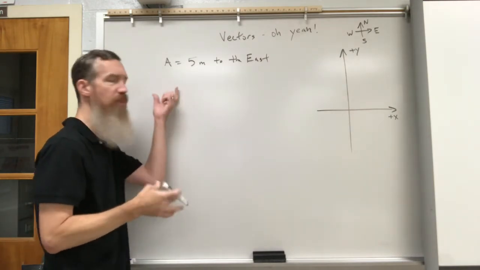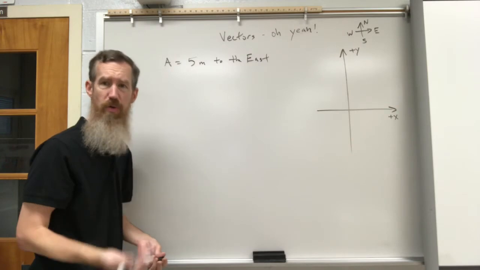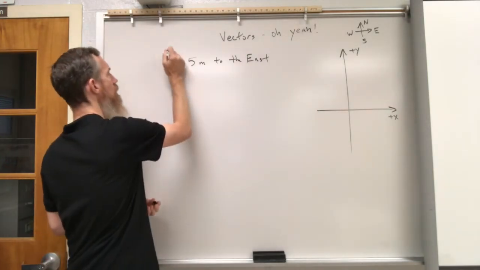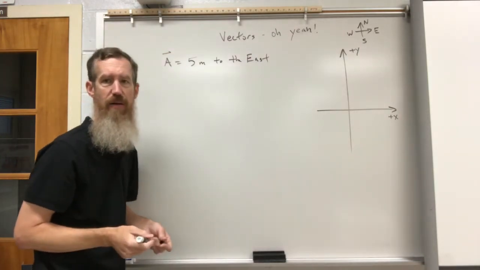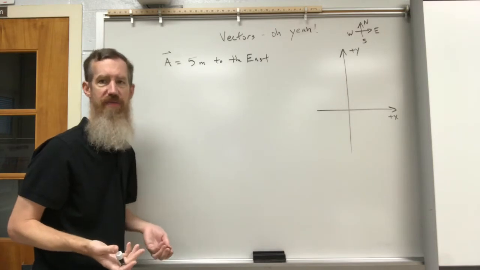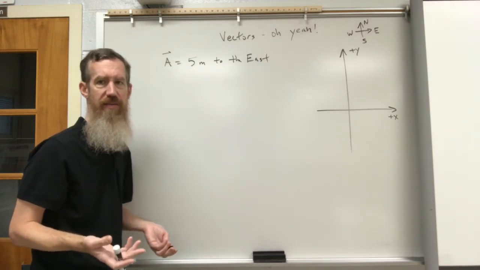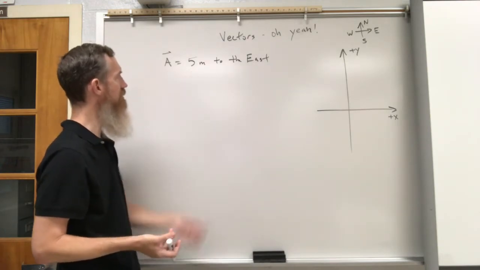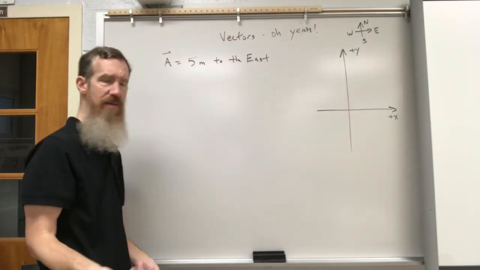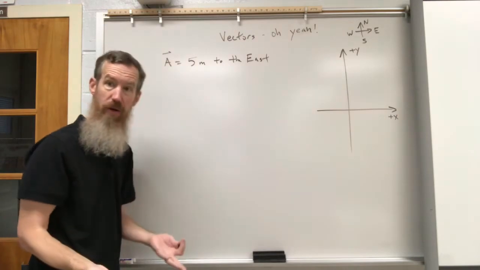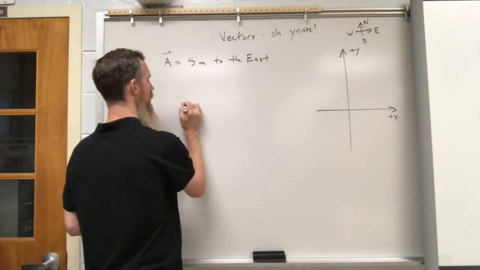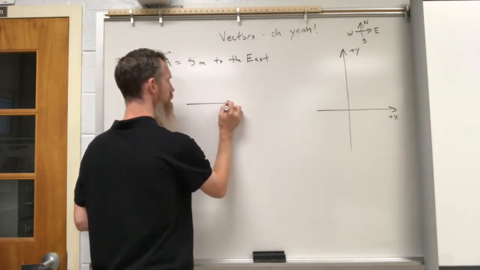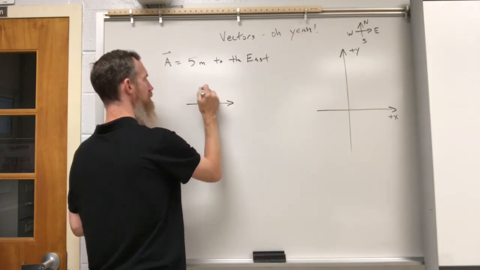But on this board, for me, it's very difficult to bold something. So I will typically write a little half arrow above it, indicating that it is a vector. And that's important to know. And so we have this vector to the east. Now, to represent this vector, we draw an arrow, and you draw it accordingly. You can label it vector A.